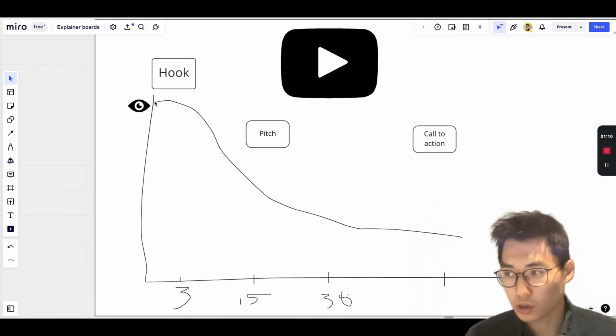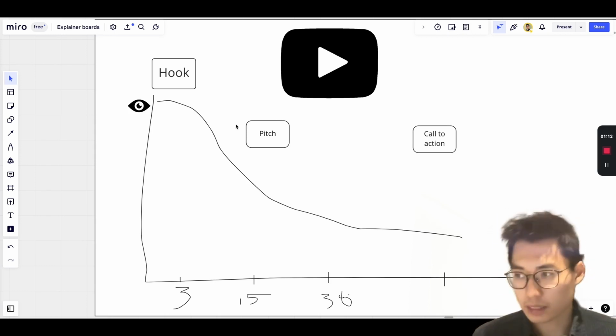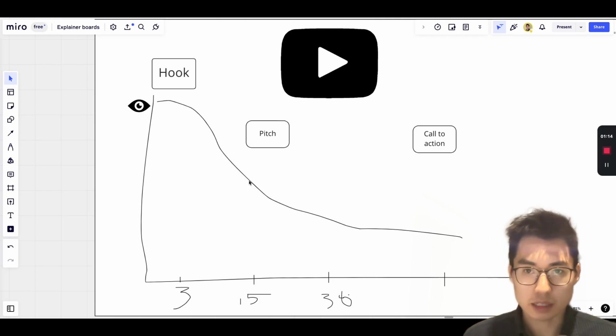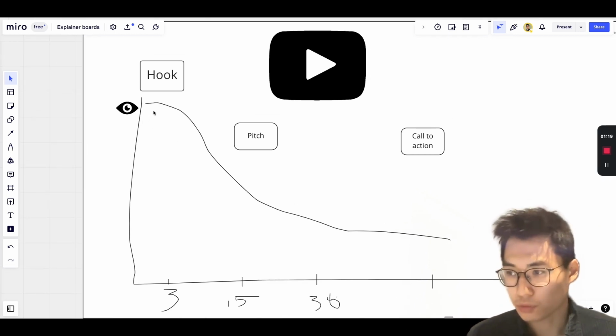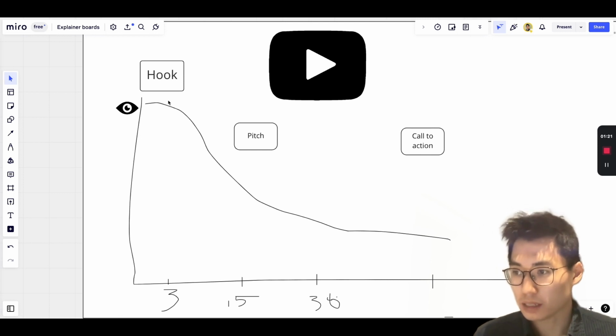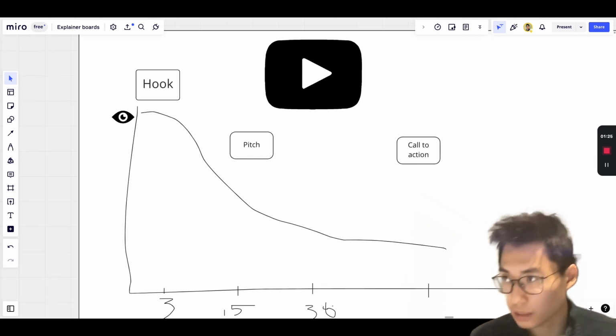Now, as the video goes on and you head into the main section, which might be the pitch, you're going to see a significant drop off. So what's really important here is that you get people's attention from the get-go, because if you can maximize this, then the chances of getting more people to see the rest of the video increases significantly.